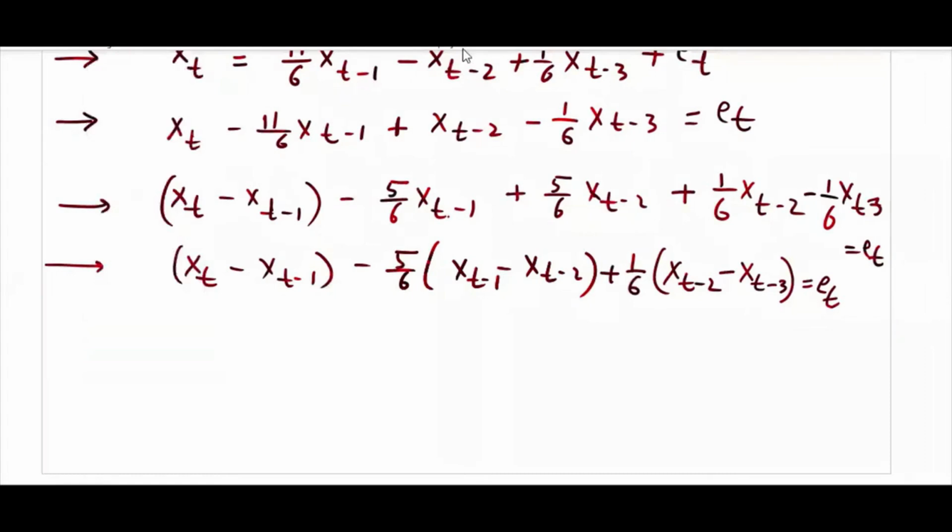The next task is to denote it by some other letter. Suppose I take YT, or maybe some other one, because YT we take for a different purpose and there might be confusion. So let me take WT. Then my new series will be WT minus 5 upon 6 WT minus 1 plus 1 upon 6 WT minus 2 that is equal to ET. Okay, this is the series.